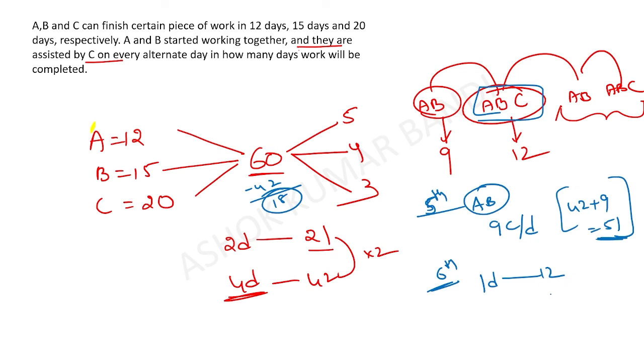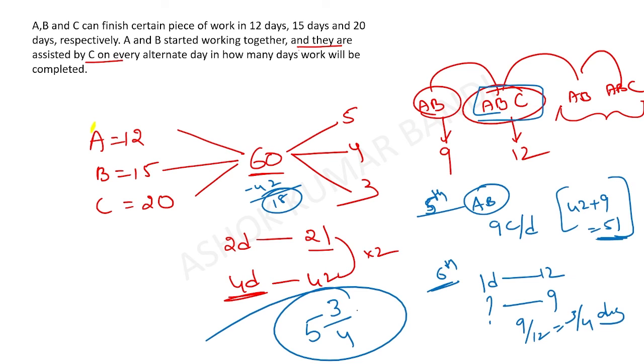But we need to finish only 9. How long are they going to take? This is going to be 9 by 12, which is equal to 3 by 4 days. That means we want 5 complete days along with 3 by 4 on the next day. So the answer is going to be 5 3 by 4 days.